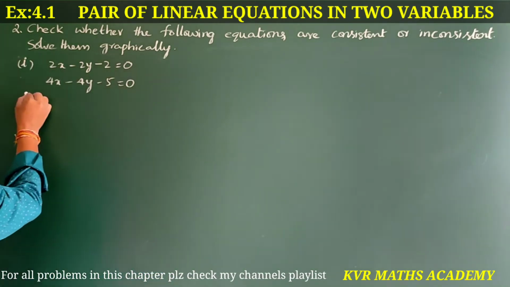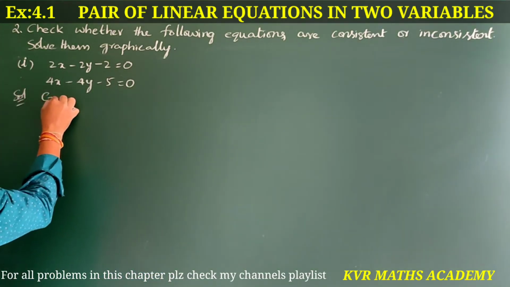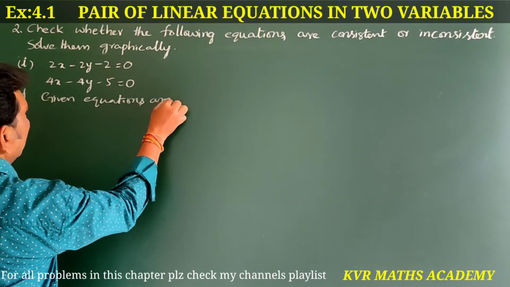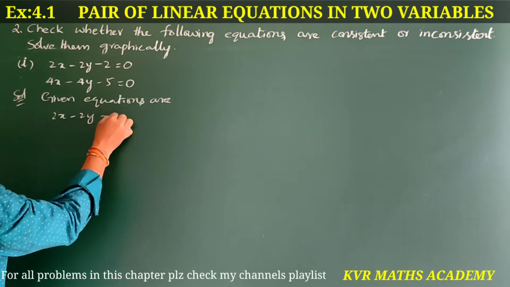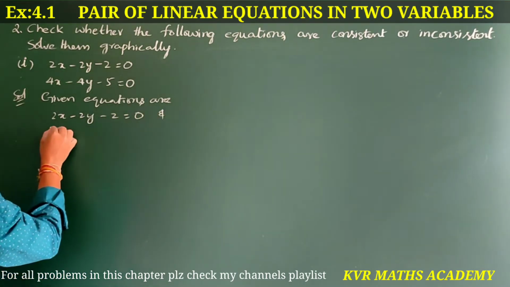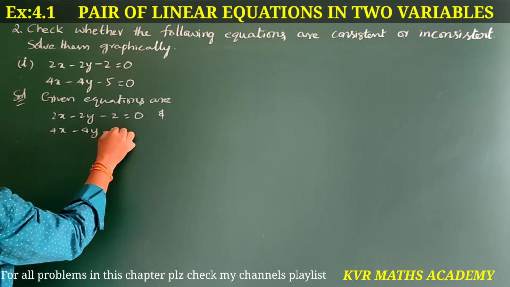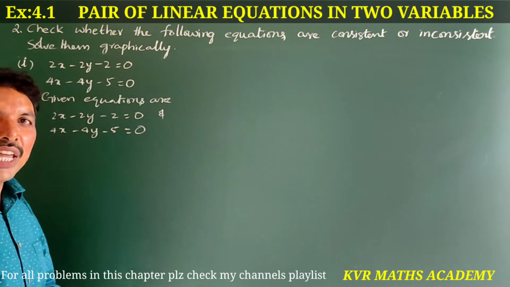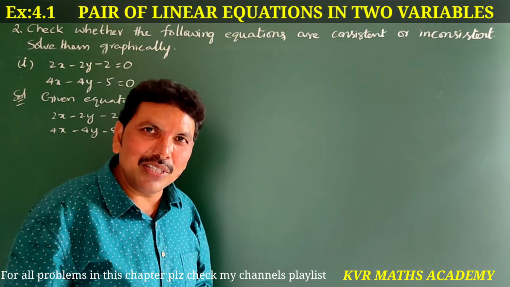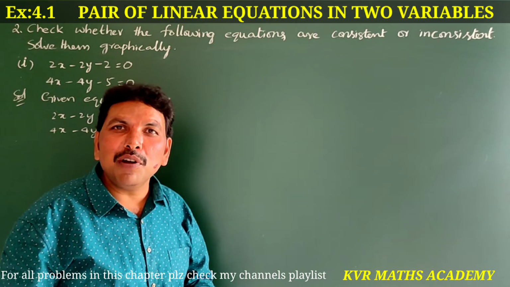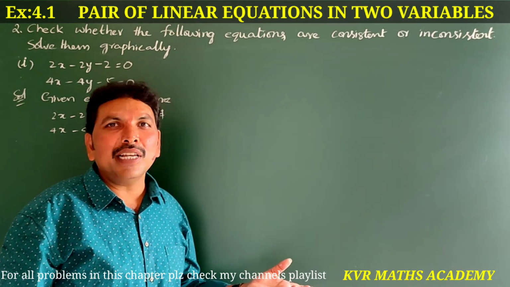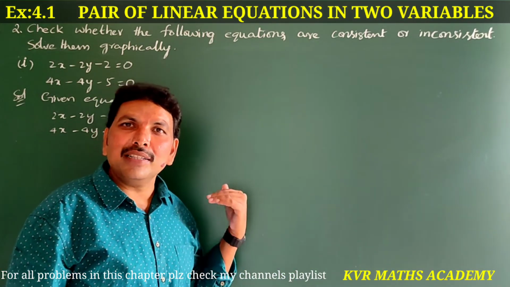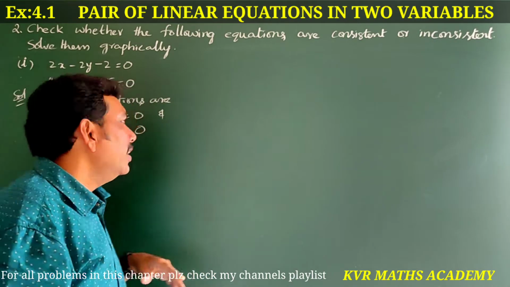Write down. Solution. Given equations are 2x minus 2y minus 2 is equal to 0 and 4x minus 4y minus 5 is equal to 0. Let us compare these equations with a1x plus b1y plus c1 is equal to 0 and a2x plus b2y plus c2 is equal to 0. Those are the general forms of the pair of linear equations in two variables, so let us compare these equations with those.